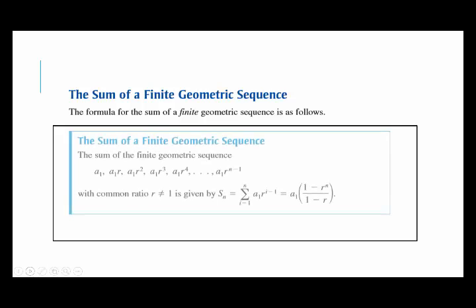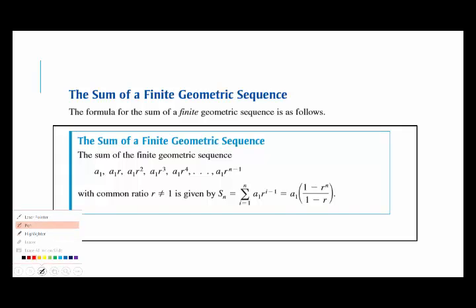The sum of a finite geometric sequence. The formula for the sum of a finite geometric sequence is as follows. Given that you have a finite geometric sequence, where you have a sub 1, then a sub 1 times r, a sub 1 times r squared, and so on and so forth, with the common ratio r not equal to 1, the sum of the sequence is equal to the first term times 1 minus the ratio to the nth power over 1 minus the ratio.